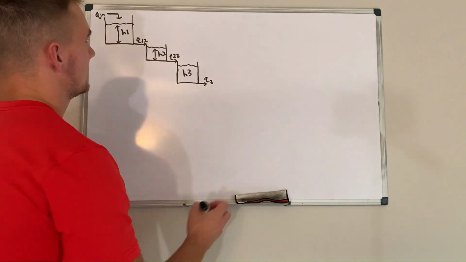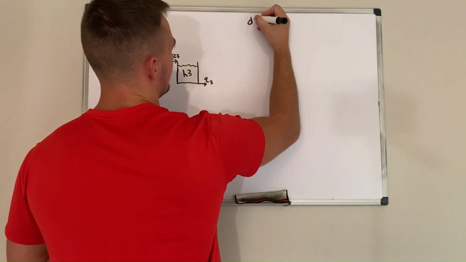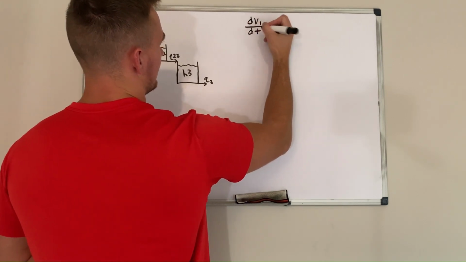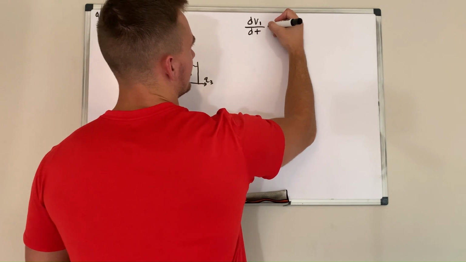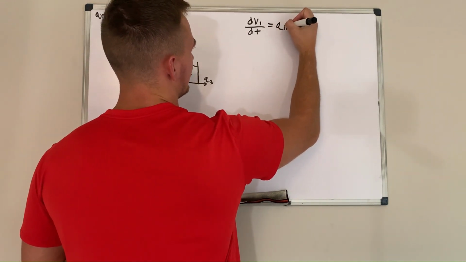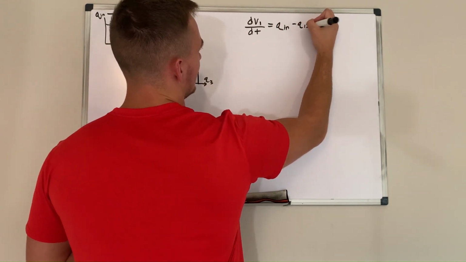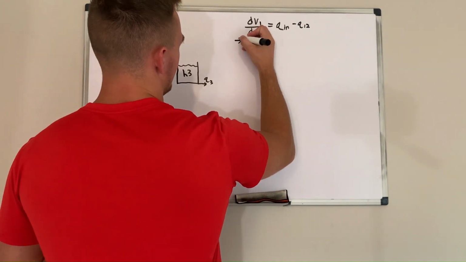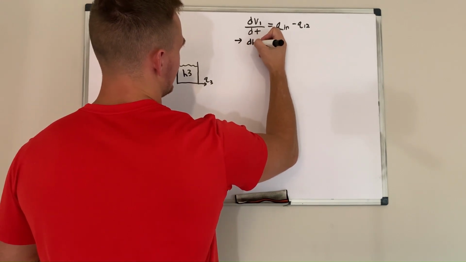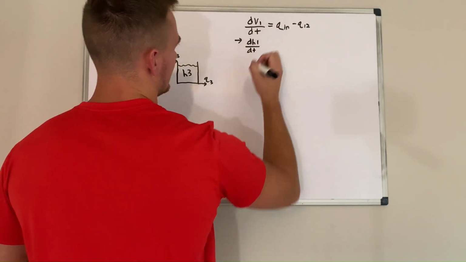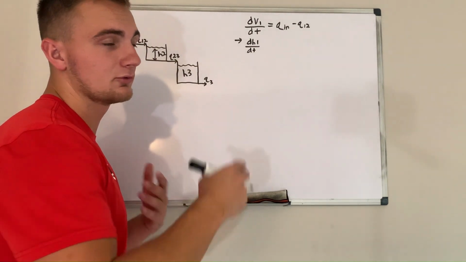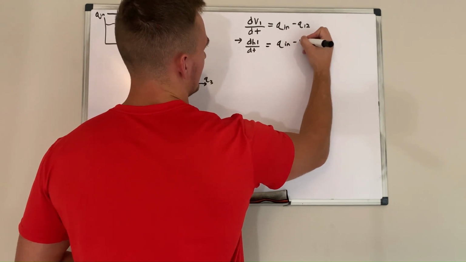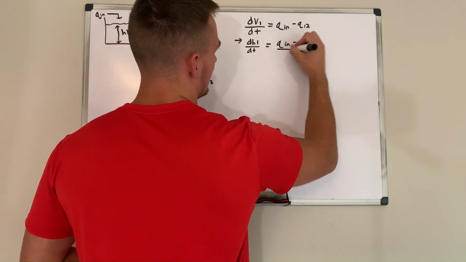So what we can start with here is our change in volume with respect to time. If we look at tank 1, we know that this change in volume with respect to time will be equal to Q in minus Q12, because Q12 is the flow rate leaving tank 1. Now we can break this down even further to get dH dt for tank 1, the change in fluid height in tank 1 with respect to time. This will be equal to Q in minus Q12 over the cross-sectional area.